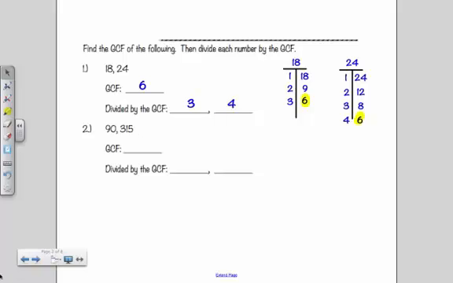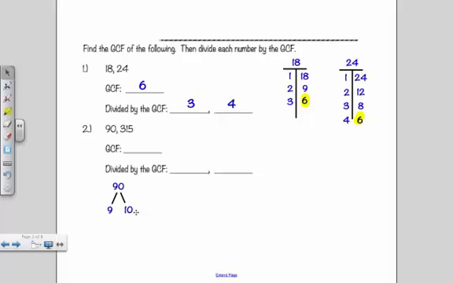But this can get quite cumbersome if you have a large number that you want to find the factors of. So another way to do it is by doing factor trees. So our next example has 90 and 315. So 90 is divisible by 9 and 10. So 9 times 10 is 90, so those are two factors.